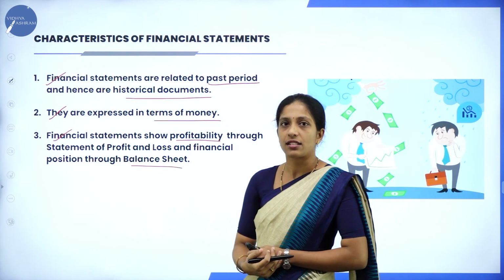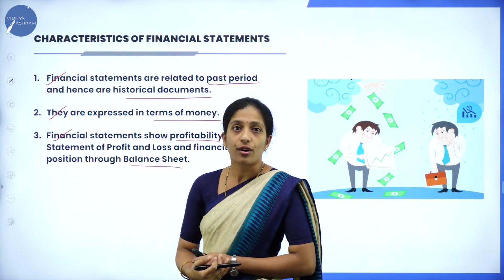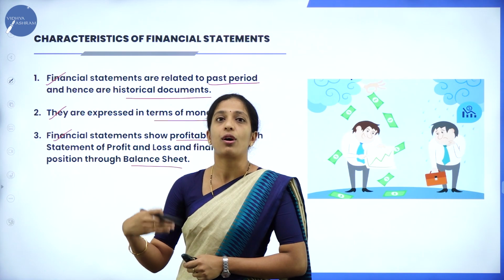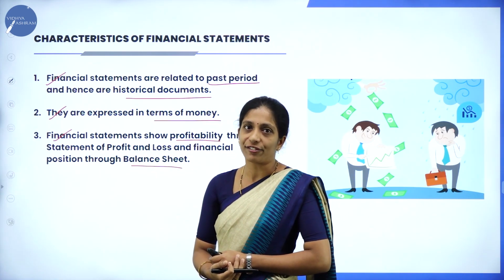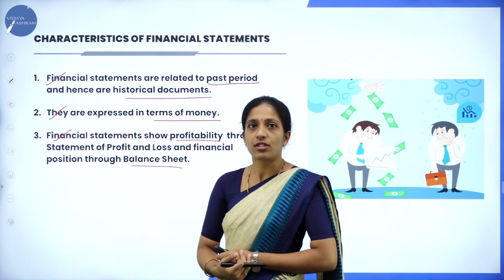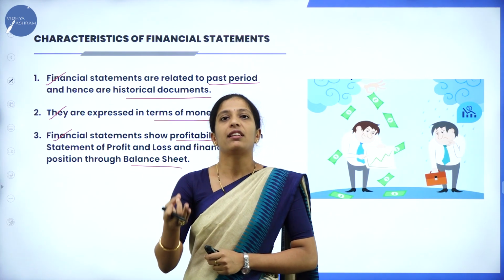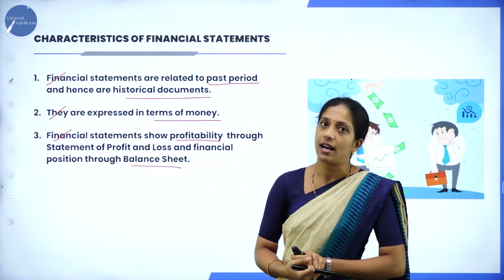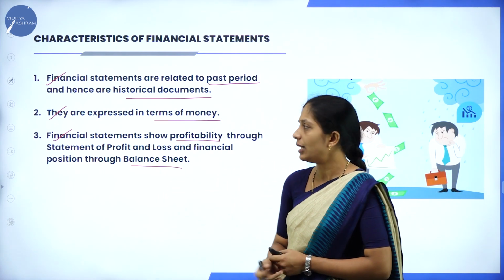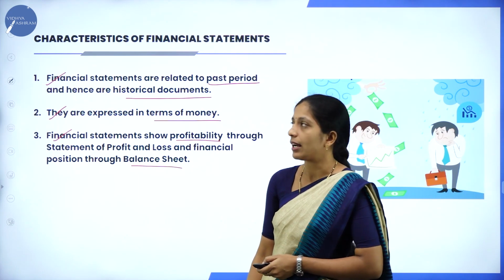So the first characteristic is what? We are going to record only the historical cost which has already passed. And the next one is they are expressed only in terms of money. And the next one is, by preparing the financial statement, we are going to ascertain the profit or loss of the business as well as the financial position of the business. So these are the characteristics.